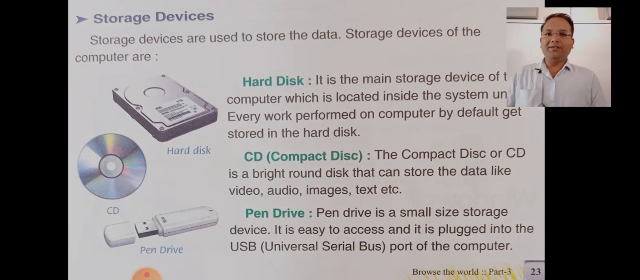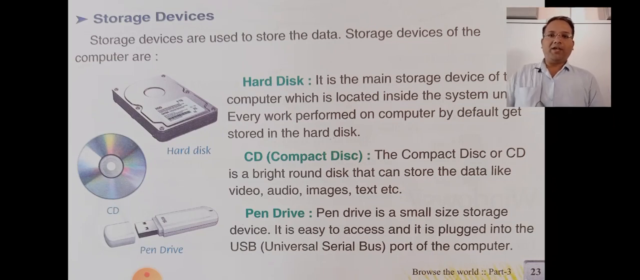Now next, CD means compact disc. The compact disc or CD is a bright round disc that can store data like video, audio, images, text, etc. In CD, you can also store videos, images or audio files from the computer system. It is a portable device.